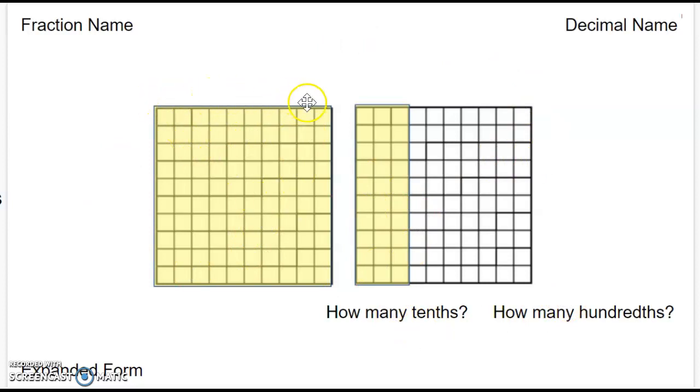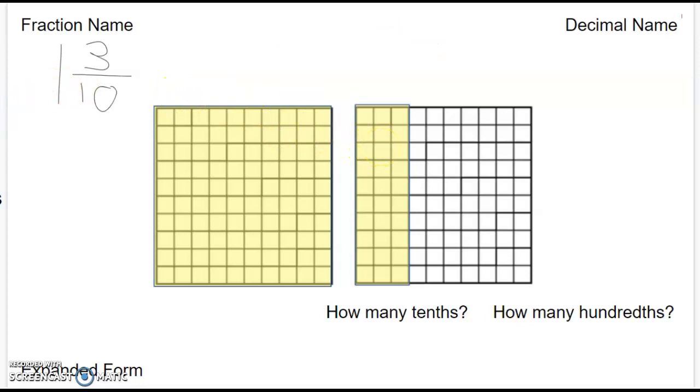I see one whole grid box shaded. And then I see 3 out of 10 columns shaded. So my fraction is called 1 3/10. So I hope you're kind of following along and you can write that right on your packet because I want you to be able to follow along and see this so you can use this to help you later. So this is 1 3/10.